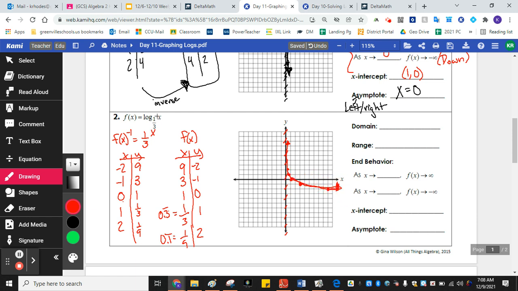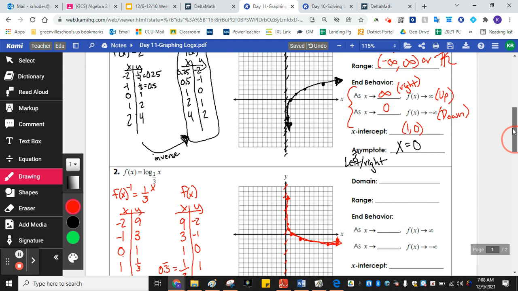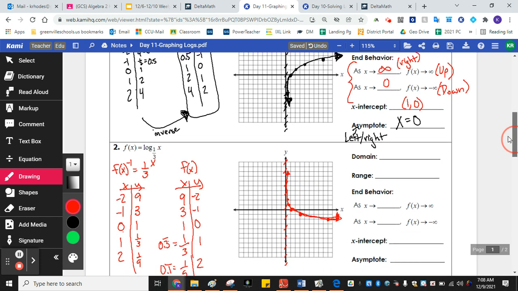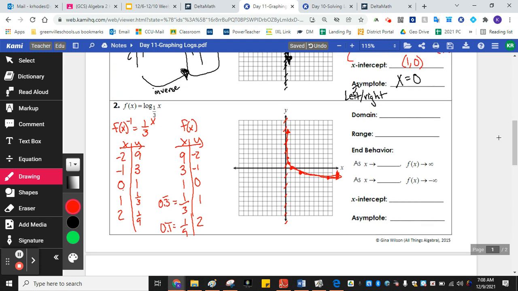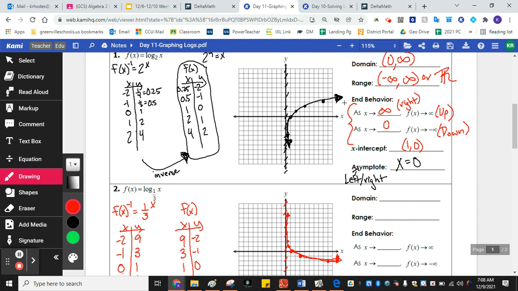So a base that is a fraction reflected it down. Changes it from a growth kind of to the decay. And if you turn your screen sideways, you can see 1/3 to the x. That's what we graphed this way. You can see 2 to the x. That's what we graphed that way.